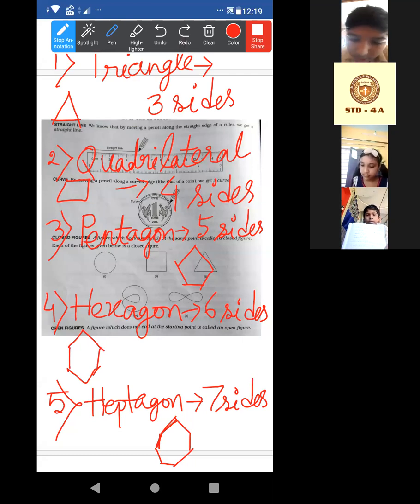Now write the next one. Octagon. Octagon. Moshim completed? No, acha, I'm waiting. Octagon means, Sheikh Arhan, how many sides? Show it by using your finger. Good. 8 sides. And nonagon means how many? 9. And decagon means 10 sides. Okay.